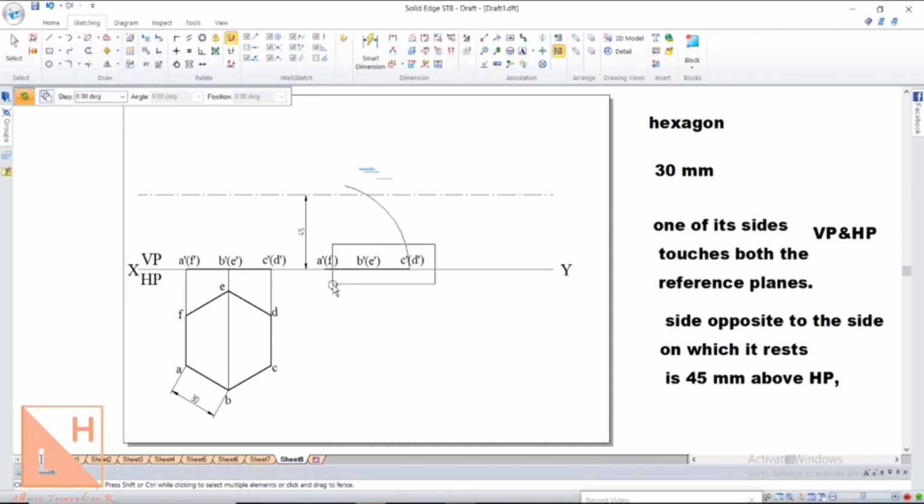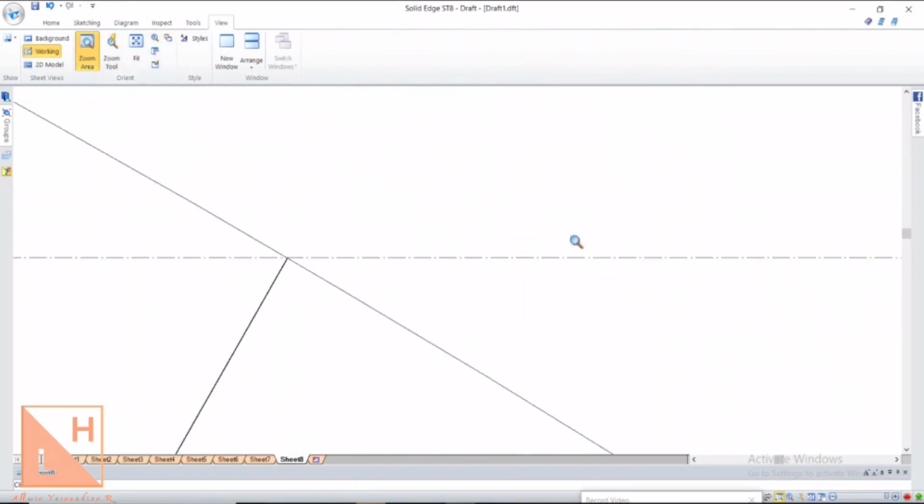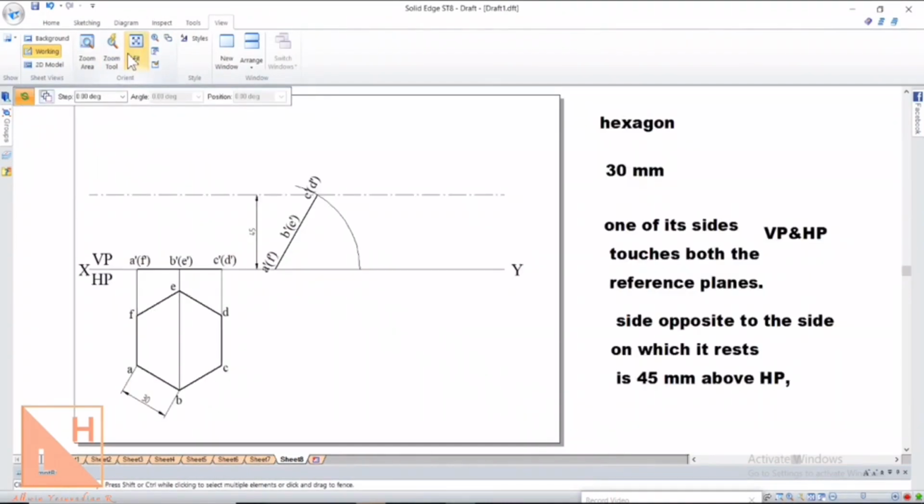Now we can use the command of rotate. Select A dash first and C dash next. Place it at this intersection, so that even when you zoom in, the point C dash D dash should rest exactly on that locus at that intersection.